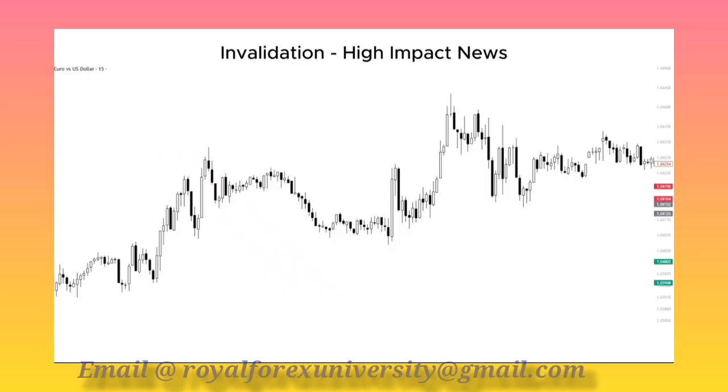Now you need to be careful of invalidations. One of the most common ways the market will invalidate this strategy happens when there is high-impact news incoming near a textbook perfect price action that has first respected the plan. So let's look in here to understand how that would look.